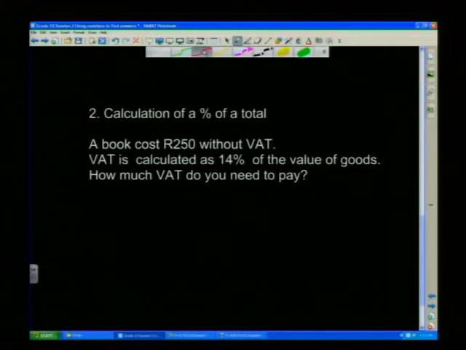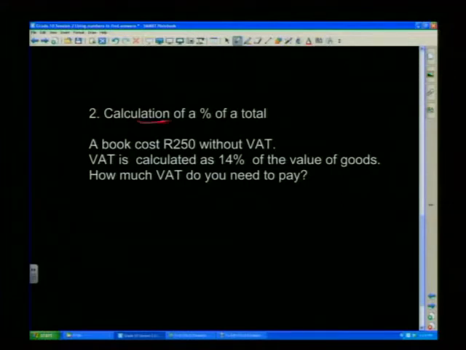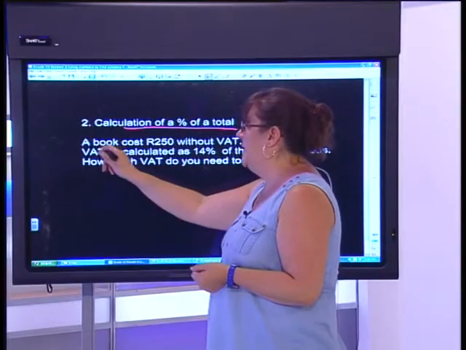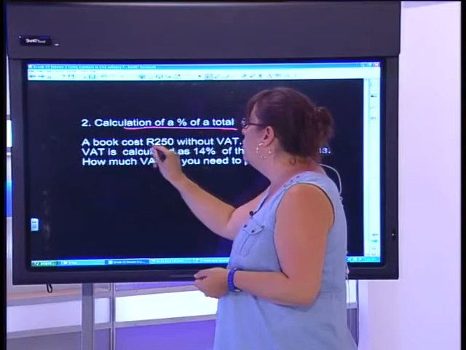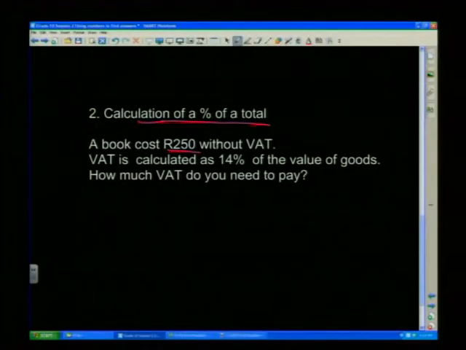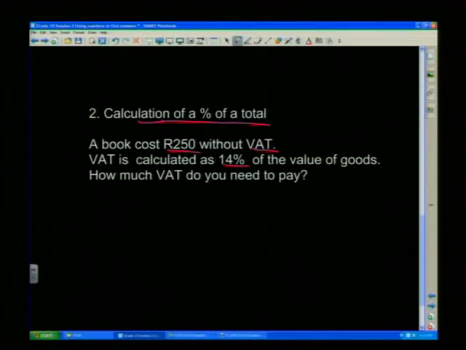The first part was calculating just the percentage. Now we're going to look at calculation of a percentage of a total. Let's do an example, and that's the easiest way to look at it. A book costs 250 Rand without VAT. VAT is calculated as 14% of the value of goods. How much VAT do I need to pay?